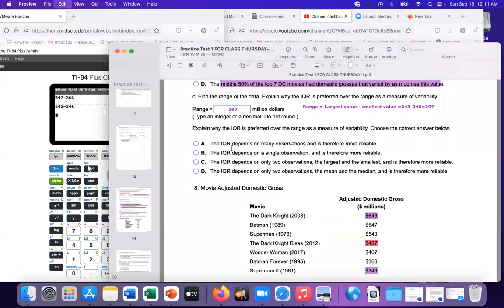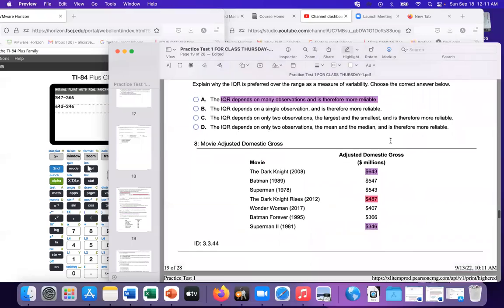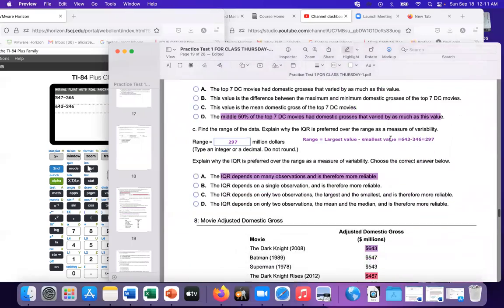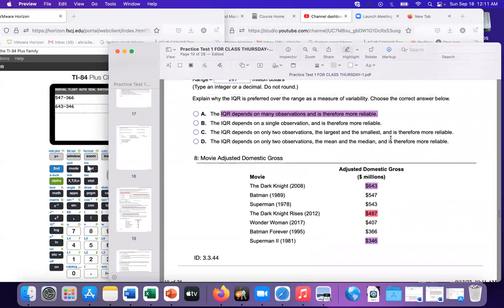Okay, so we're going to pick A. All right, so that is question number 25, and it is question identifier 3.3.44.